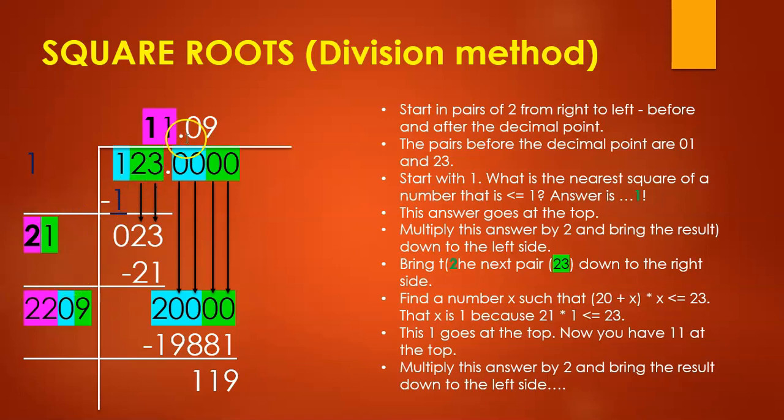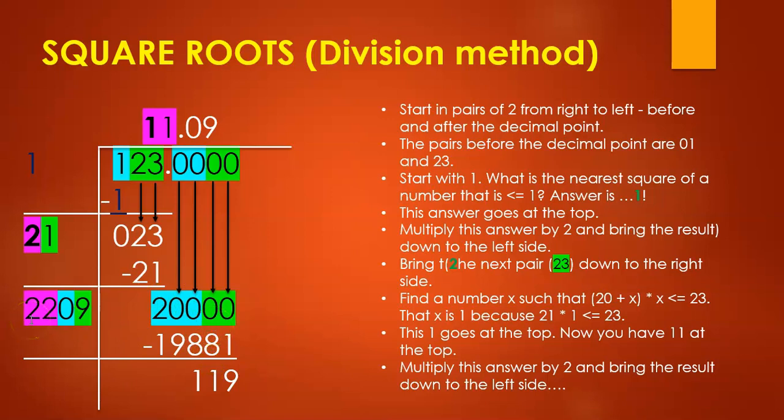We follow the same process here. What we did before was multiply 1 by 2 to get 2. Now that we have 11 at the top, we multiply 11 by 2, which is 22, and it comes here on the left side down. Then we have 200 here on the right side. Now we follow the same process. We find a number x such that 220x times x should be less than or equal to 200.